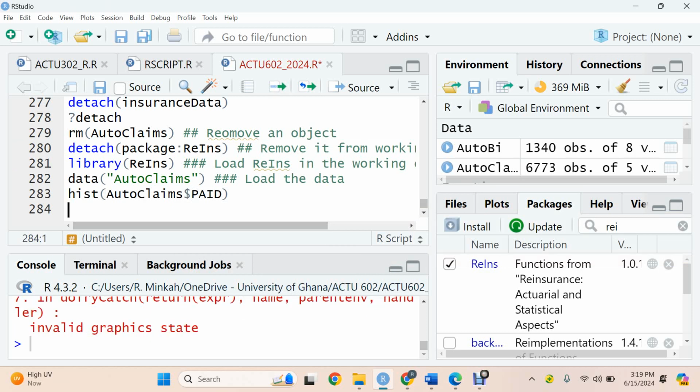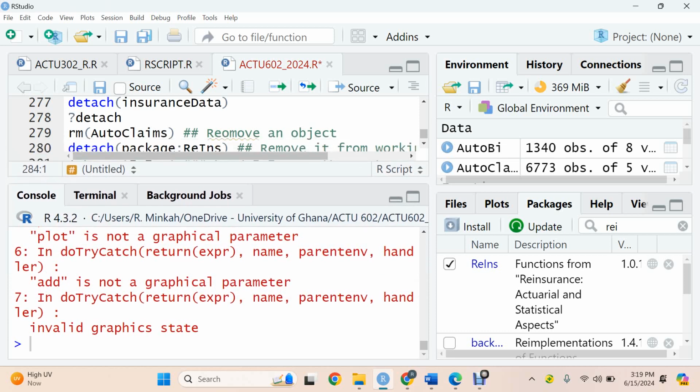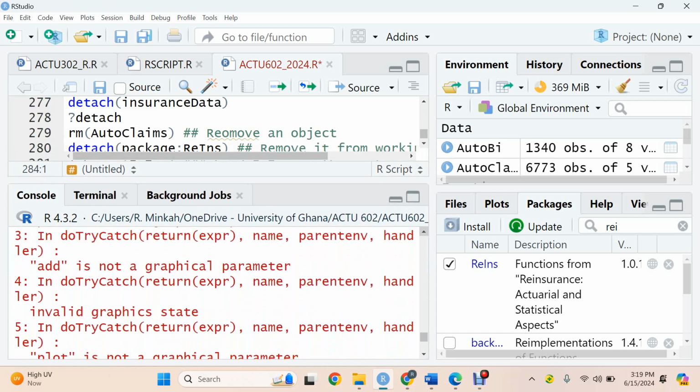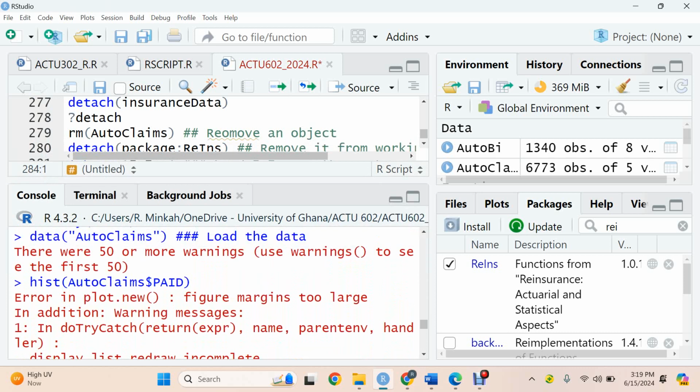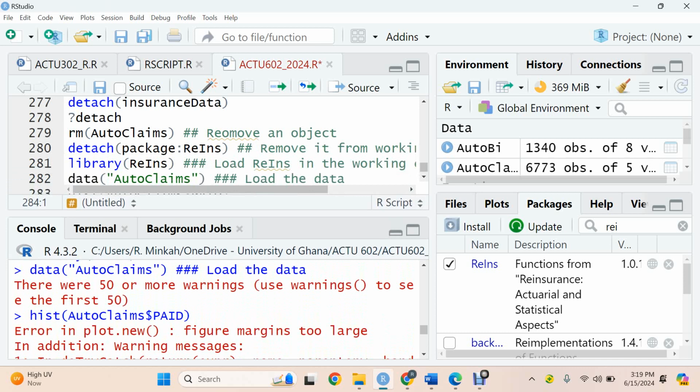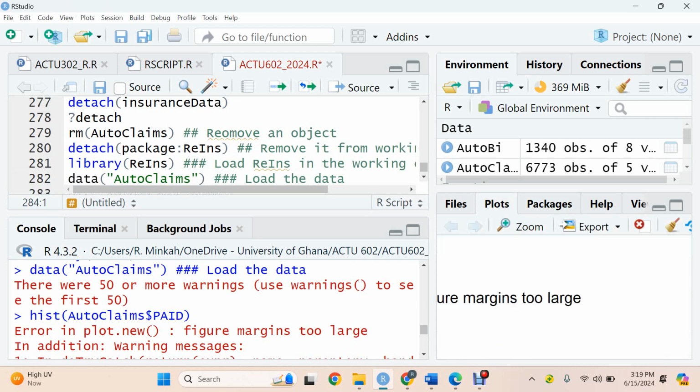Okay, so now look at this. You see, I say plot, and RStudio is telling me the plot.new margins are too large. I have enlarged the screen, but the plot area is only this side, and so it's too small for me to display the data. So it won't come. If you see this error, it means that your margin or the plotting area is quite small. You need to enlarge it.